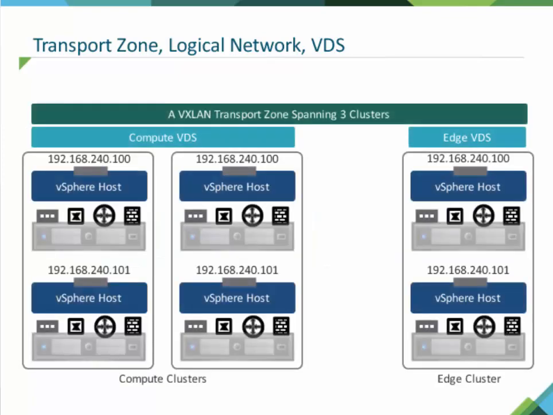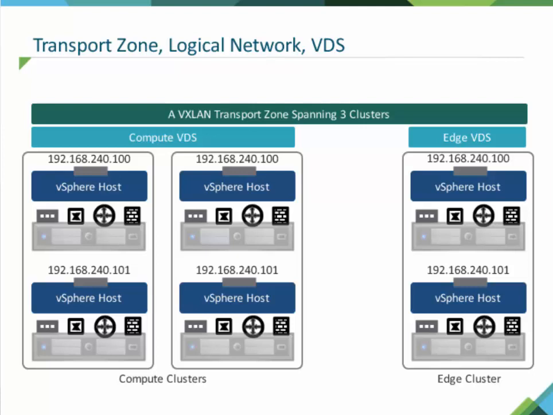A vSphere distributed switch may span multiple ESXi hosts, and it is possible to dynamically add or remove single ESXi hosts from a specific vSphere distributed switch. In a practical VMware NSX deployment, it is very likely that multiple distributed switches are defined in a given NSX domain. The figure on this slide shows a scenario where a compute VDS spans across all the ESXi hosts belonging to compute clusters, and a separate edge VDS extends across ESXi hosts in the edge clusters.